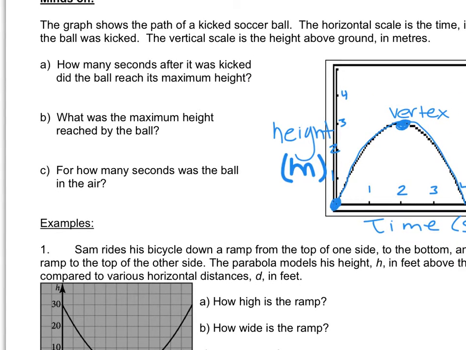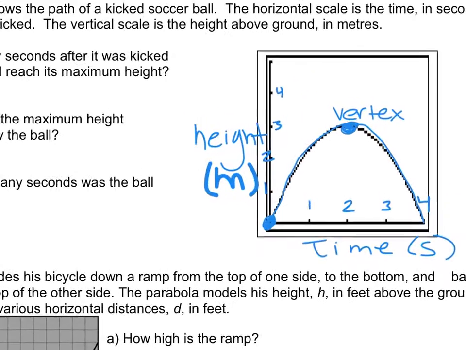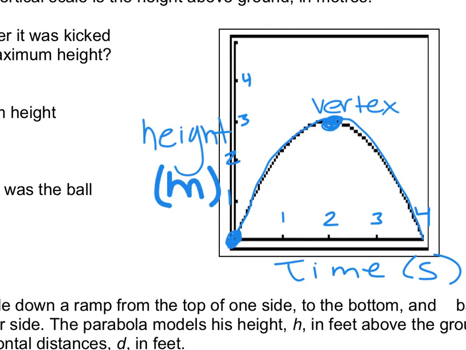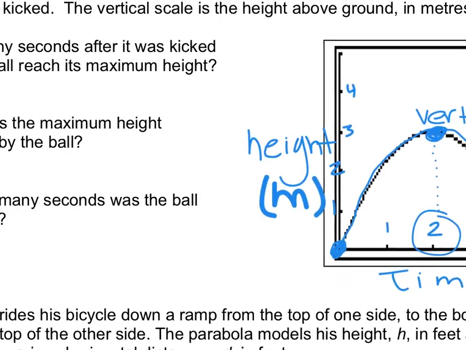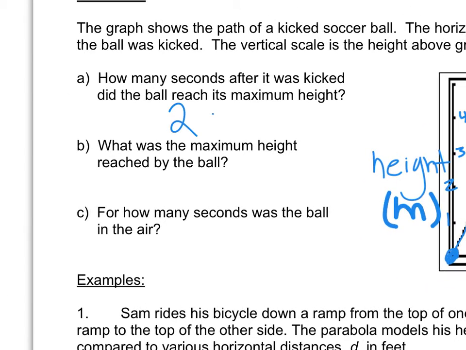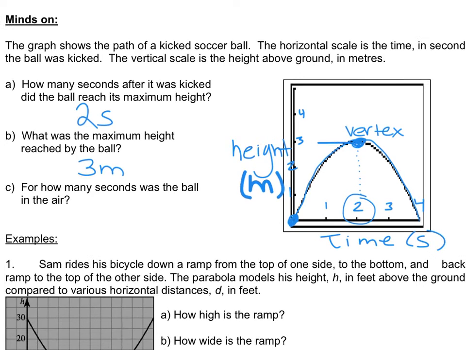How many seconds after it was kicked did the ball reach its maximum height? First of all, we have to identify what the maximum height is, which is a part of our vertex. So the maximum height is at 3 meters. How long did it take to get to that 3-meter height? It took 2 seconds for that ball to reach that height. What was the maximum height that the ball reached? We said that that was 3 meters. It was able to reach a height of 3 meters.